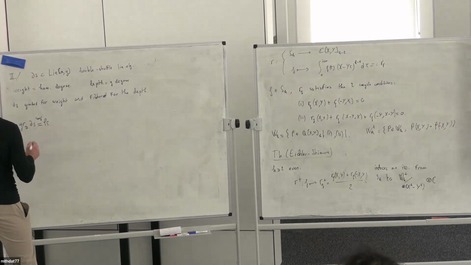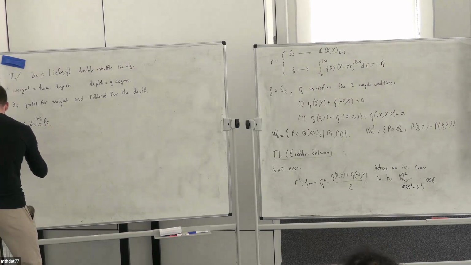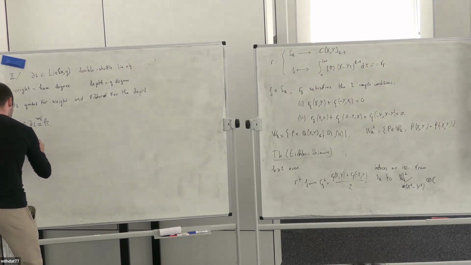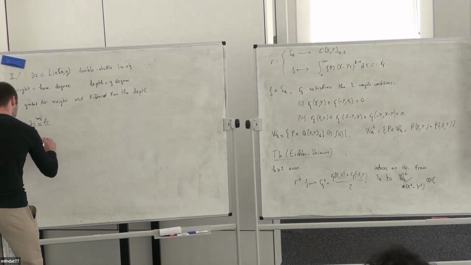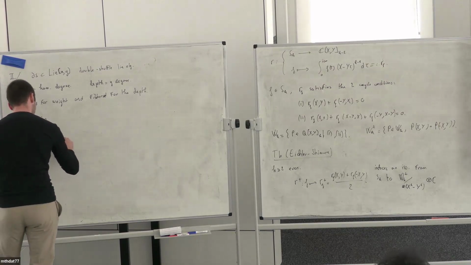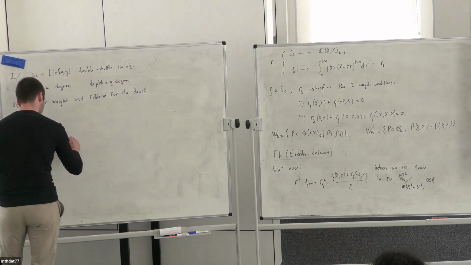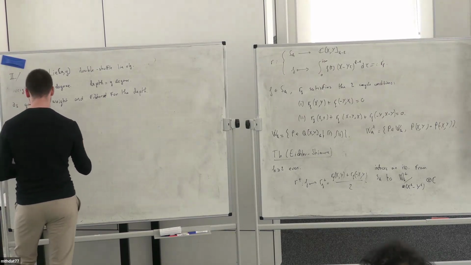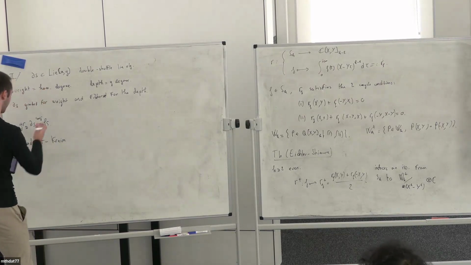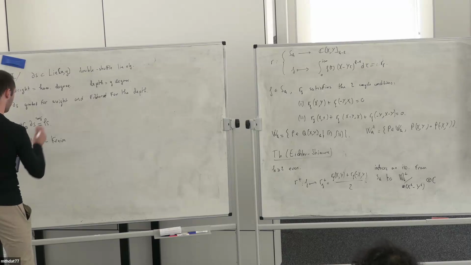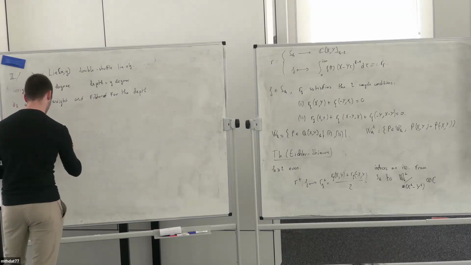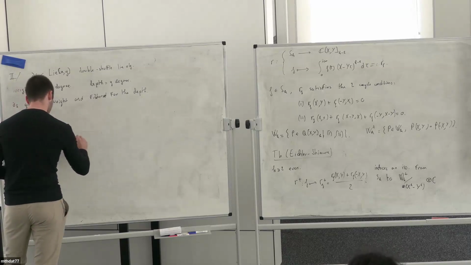And so there's the so-called Broadhurst-Kreimer conjecture that gives conjectural generating series for the dimension of LS of a given depth and a given weight. Broadhurst-Kreimer conjecture.